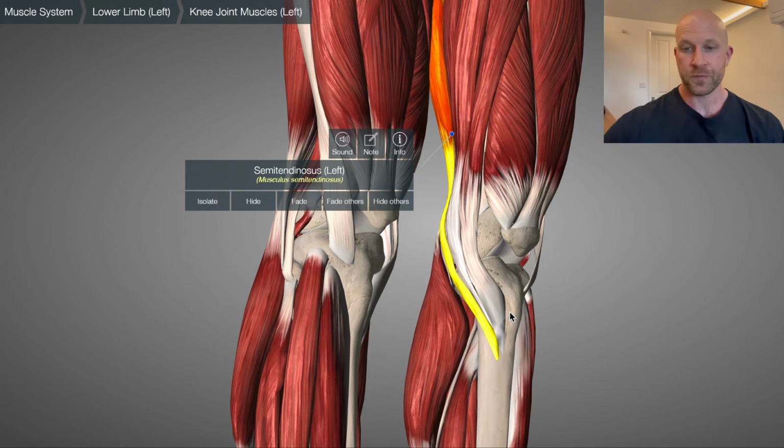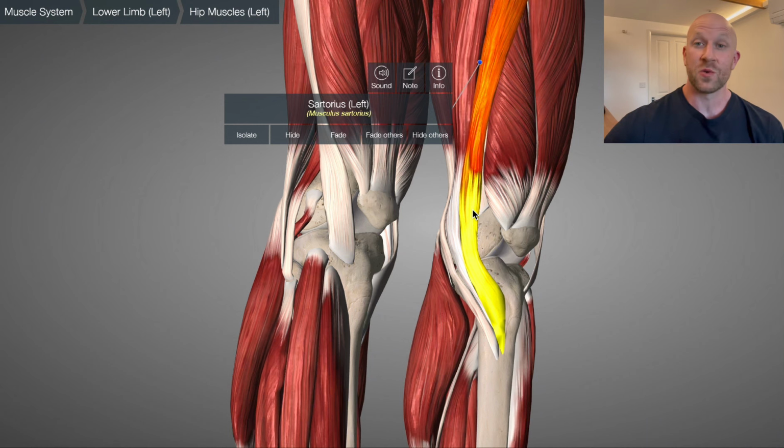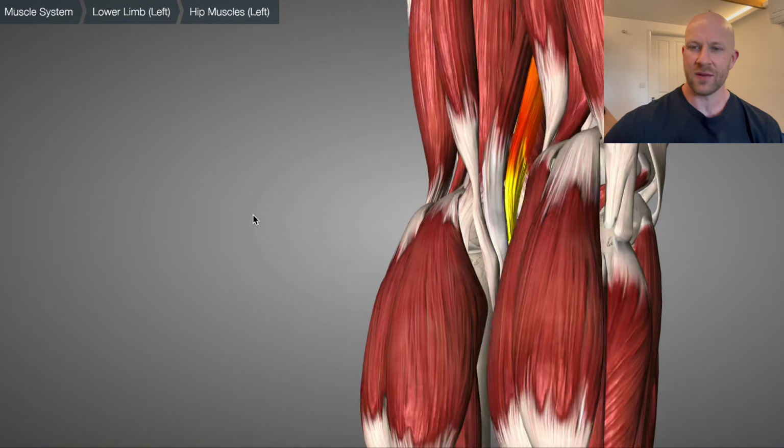Let's have a look at gracilis. Gracilis is an adductor of the hip, but it does also cross the knee, so it acts on it, and this muscle flexes the knee. Sartorius is the same thing. This muscle also flexes the knee. So these 3 together work to give us a medial stability and general stability of the knee.